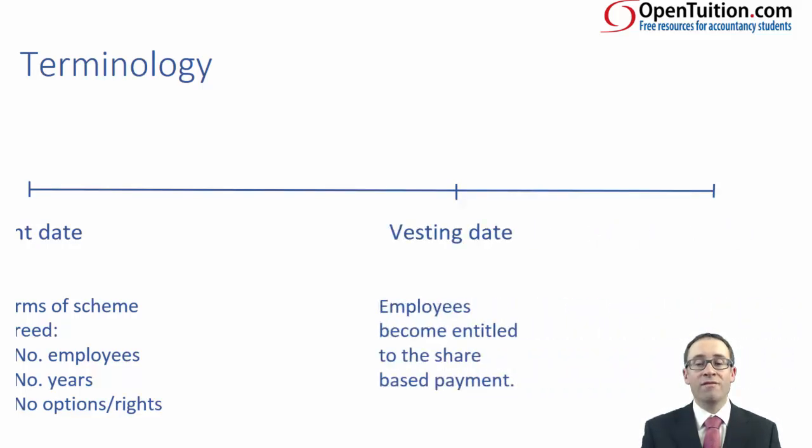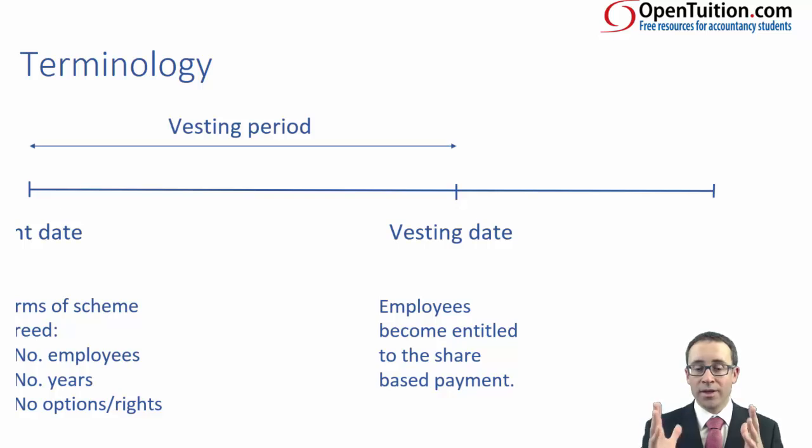We also have the vesting date. Now, the vesting date looks at the number of years from the grant dates and looks at when the employee is entitled to the share-based payment. So when you're entitled to the share option or you are entitled to the cash. And that's the key focus of the accounting treatment, what we do between the grant date and the vesting date. There is another date, which we'll see in a moment, but the difference and the period between the grant date and the vesting date is the vesting period. Okay, and that's where we're going to focus our attention on the accounting.